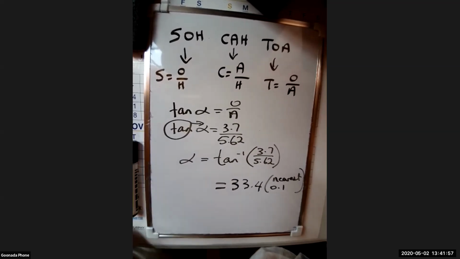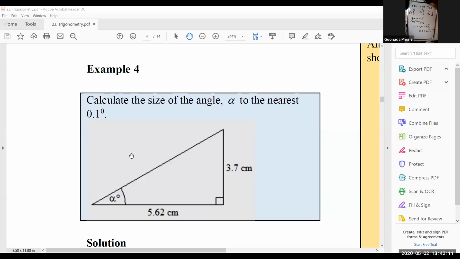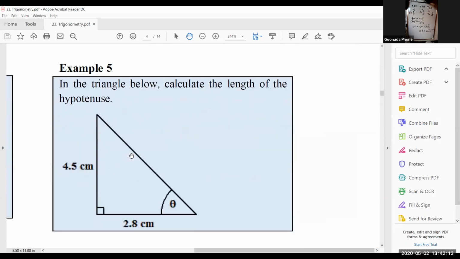Speak now or forever hold your peace. Everybody understanding so far? Okay, great. Let's look at example 5. I want you all to try example 5. I'm giving you all 2 minutes for that. And then we're going to be looking at the cosine rule, the sine rule, etc.